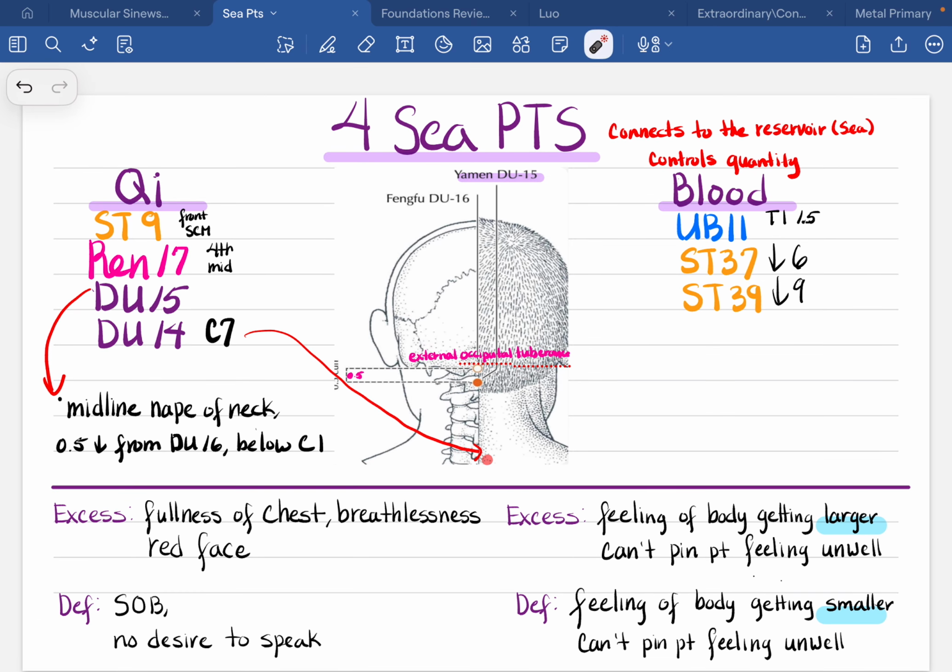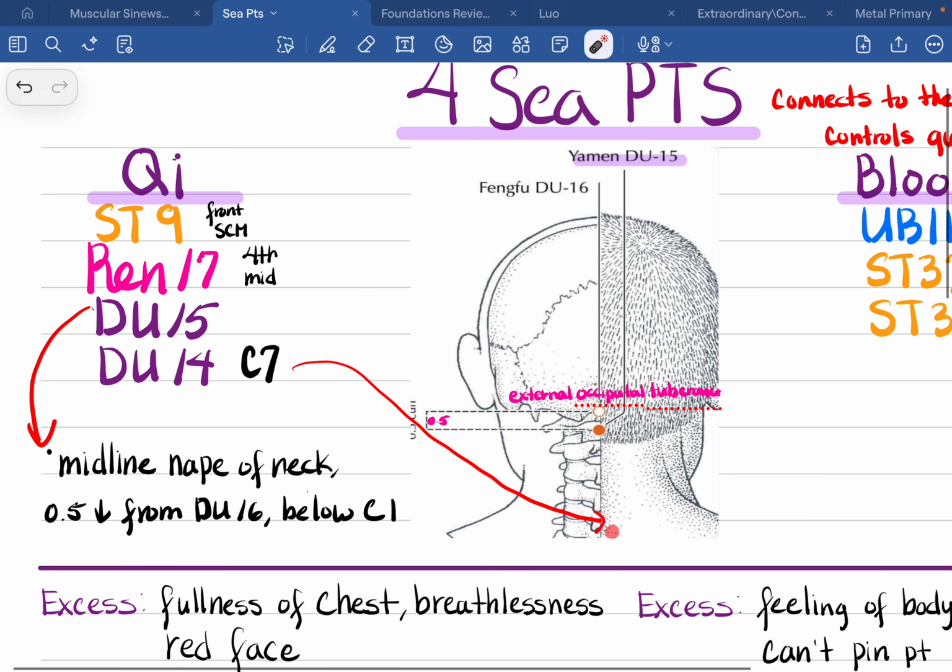So there are 4 chi points. There are the stomach 9, which is in front of the SCM. Ren 17, which is at the 4th intercostal midline between the 2 nipples. I believe you recall this from a different category, Ren 17's on it. And then there's Do 15 and then Do 14.